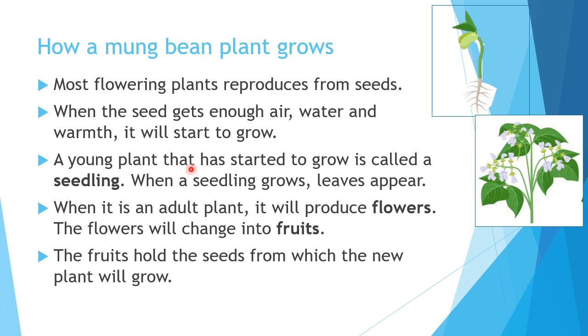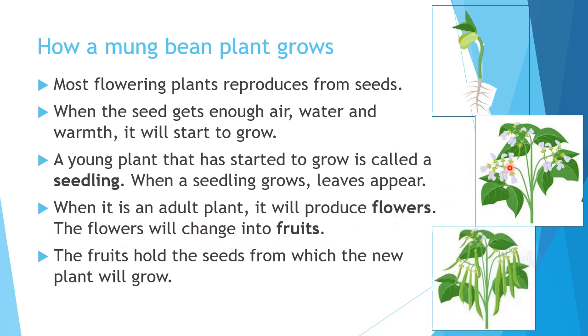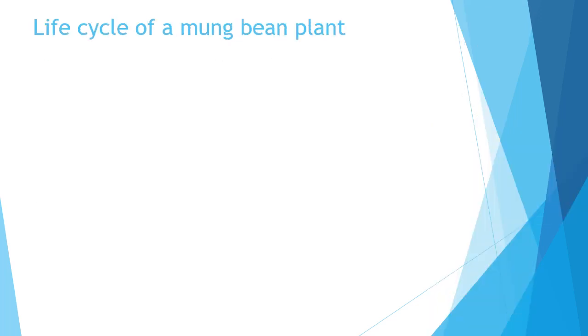Lepas itu, the flowers will change into fruits. So dari bunga ia jadi buah. So for a mung bean plant, ani ia punya fruit. The fruits hold the seeds from which the new plant will grow. So dalam the fruit ada biji. And then biji itu akan tumbuh lagi jadi tumbuhan baru. So, the life cycle of a mung bean plant.